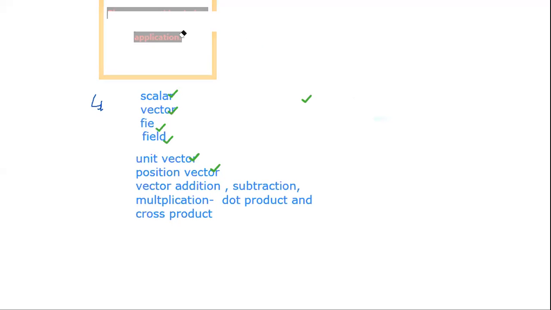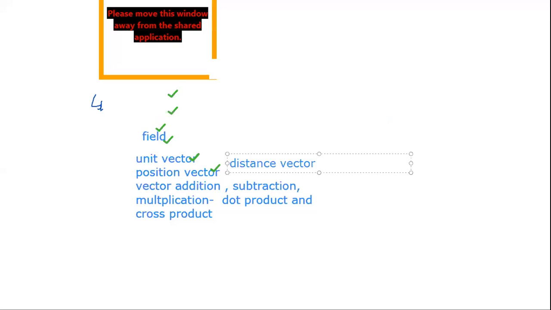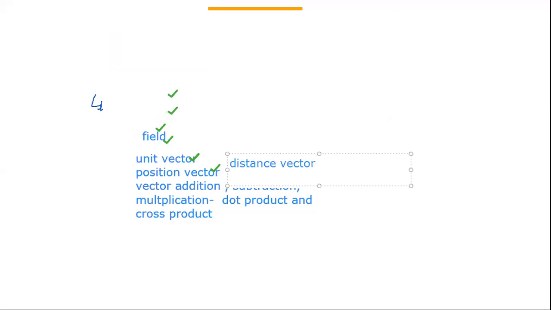Okay, one more parameter is there, that is called distance vector. What is meant by distance vector? Distance vector is a vector which represents the displacement or distance between the 2 points. Okay, the distance vector is a vector which represents the distance from one point to another point.